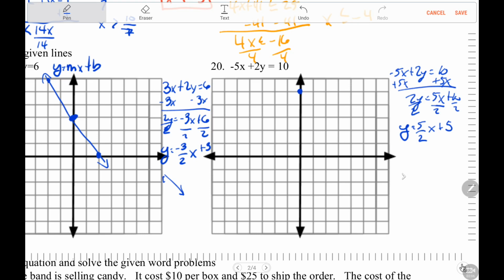And then we know this is a positive slope, so it goes up like this. We could go up 5 and then over 2, but we're running out of room, so just go the other way and make sure to be positive. 1, 2, 3, 4, 5. 1, 2. And that's it. So make sure you get it into y equals mx plus b form.